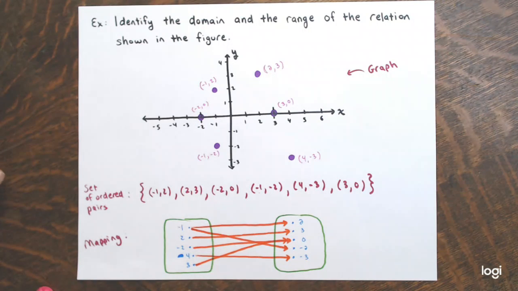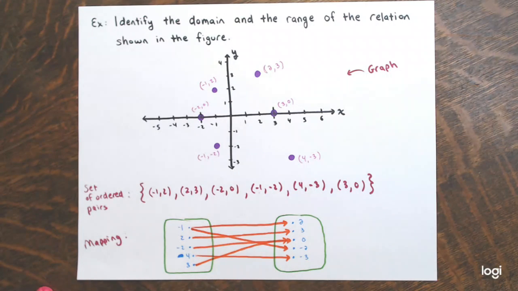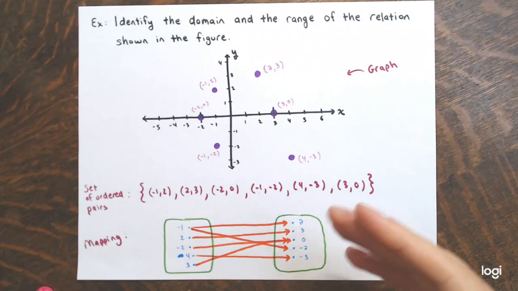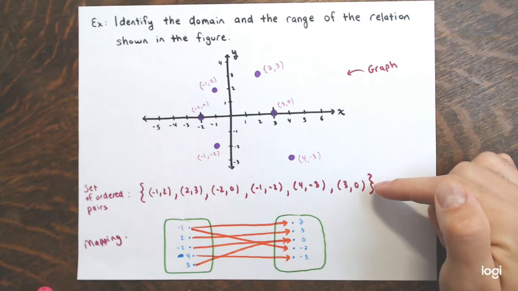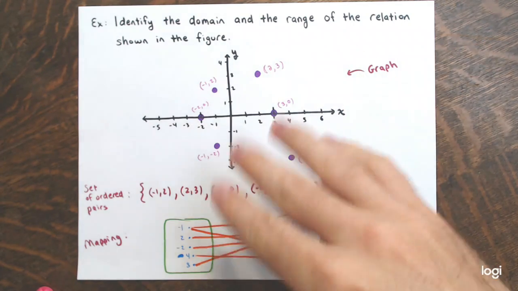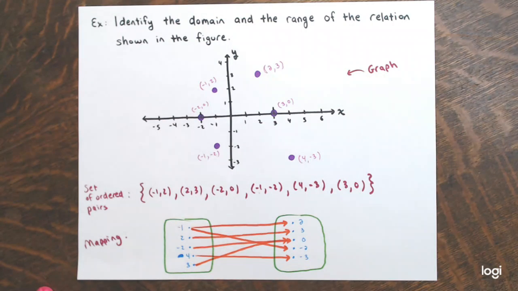In a relation between two sets, you can have as many arrows coming off or going into any of the elements as you wish, as dictated by the actual picture, the actual graph, or set of ordered pairs. So you've got a set of ordered pairs, you've got a graph, you've got a mapping. All three of these things represent the same relation. They mean the same stuff.